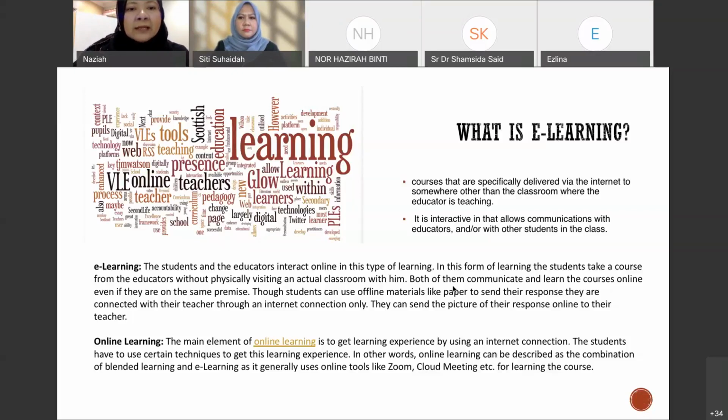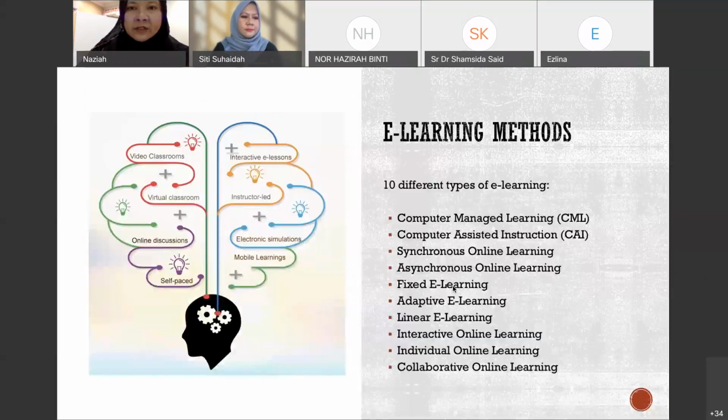But in online learning, the main element is to get a learning experience by using internet connections. They still need physical connection or physical communication between the students and the educators. Generally they use almost the same platforms, such as Zoom and Cloud Meeting, for learning the course. But the difference is they need this physical communication, whereas e-learning is 100% virtual education, or digital education.